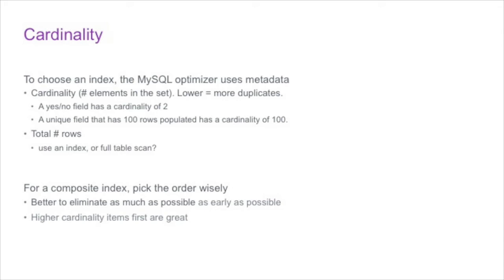MySQL optimizes for finding a needle in a haystack. If you want to find the haystack, it's really hard. It's going to be problematic. It might not use an index because it's just going to walk the whole thing. It's going to do a full table scan. So for a composite index, you really have to pick the order wisely. It's better to eliminate as much as possible as early as possible. So higher cardinality items first are great because they eliminate more and more often. Again, if you go to a dictionary and you're looking at all the words that begin with H, that's a whole lot better than all the words that are somewhere between H and K.